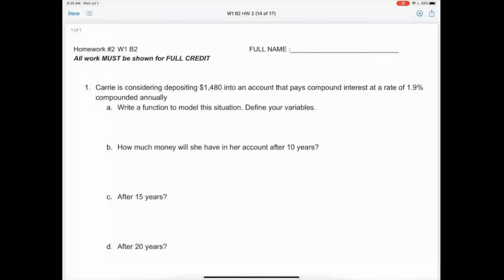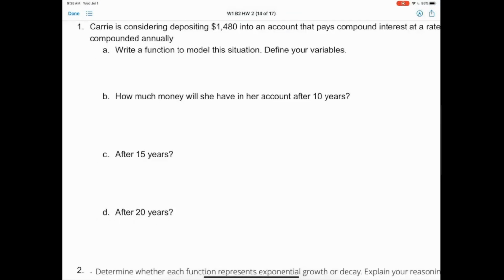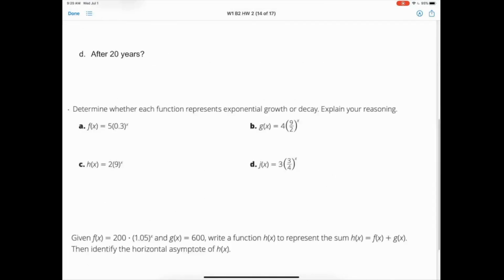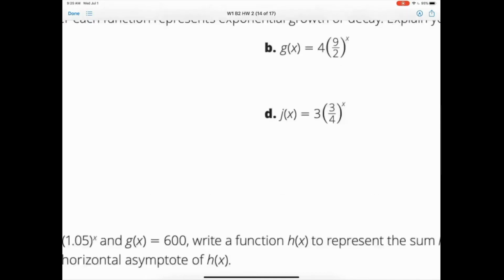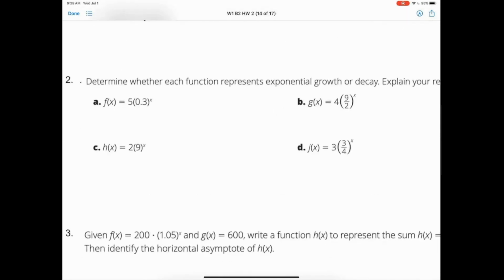Here's your homework. So you have another question about saving money. It's asking you to write a function to model your situation. How much money will she have saved after 10, 15, and 20 years? So you can use Desmos, the Desmos Scientific to help you calculate those if you don't have a calculator at home. Number 2 is asking you to determine whether each of these are exponential growth or decay.